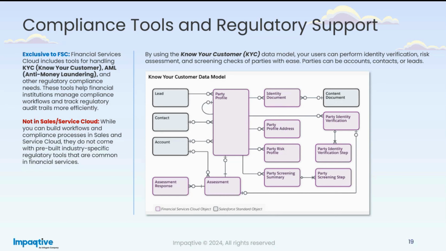What I've put in the picture is Salesforce's KYC data model. As you can see, the lead, contact, account, and content or your documents are basically standard objects. Everything else in purple is the objects that come from Financial Services Cloud. Here, the key objects are party profile, as well as assessment and assessment response. So you have this data model already in FSC, and the relationships between these are established. So it becomes easy just to fine tune it based on the customer's requirements.